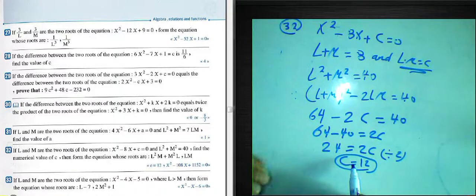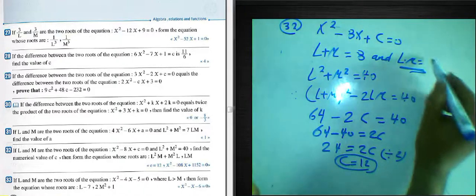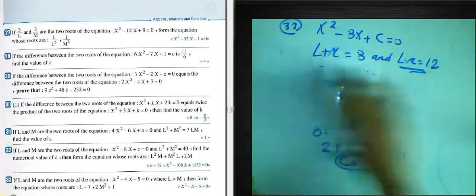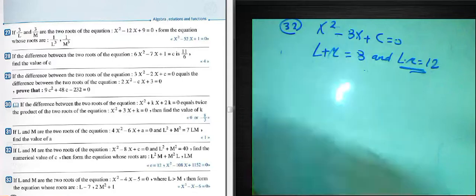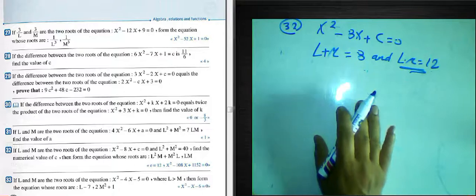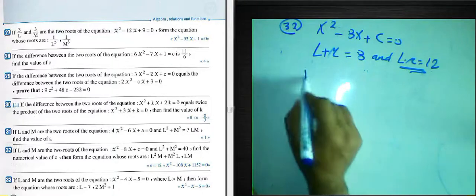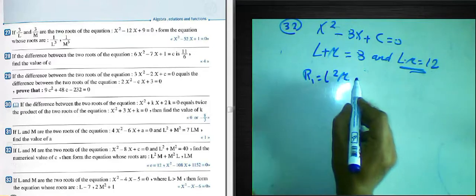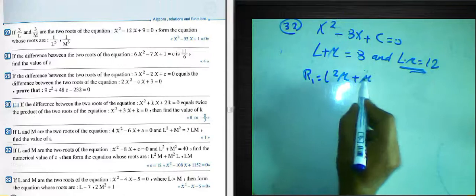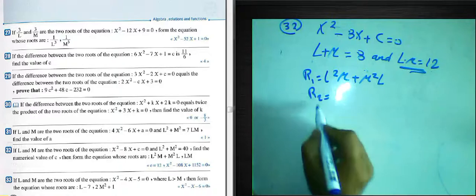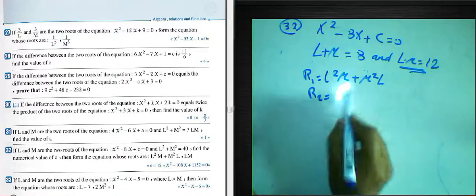And form the equation whose roots are L power 2 M plus M power 2 L. So L multiplied M will be 12, because LM equals C. We will complete it. You want to find the new equation with root R1 equal L power 2 M plus M power 2 L, and R2 equal LM.